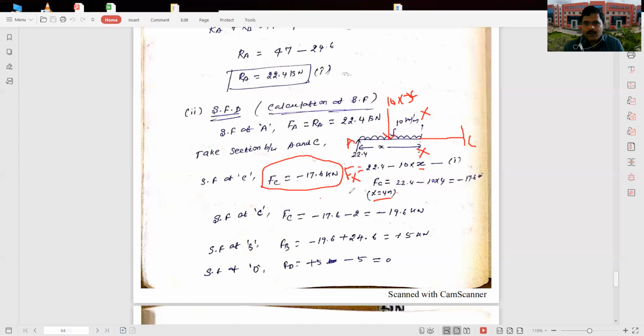Okay, now you can see the shear force diagram on the top.